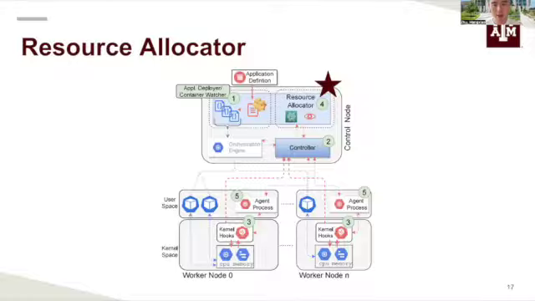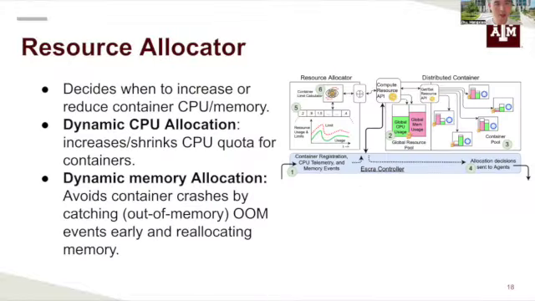The last part is the resource allocator, which is number 4 in this graph. We can see the resource allocator is like the brain or the commander of the system. It decides when to increase or reduce a container's CPU and memory allocations. For CPU allocation, when the allocator sees that a container is hitting its CPU quota, it will increase the quota. And if it sees the container is not maximizing the usage of the quota it has, it will shrink the quota.